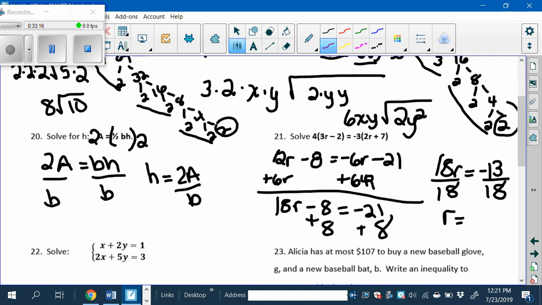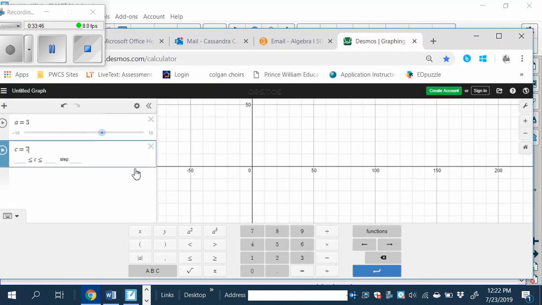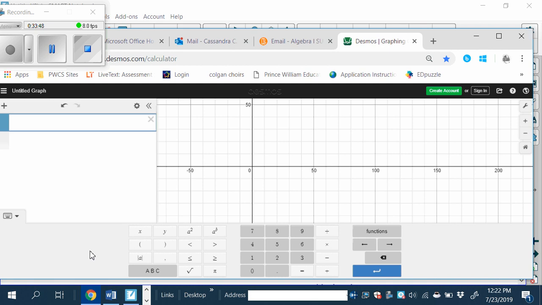In fact, this world is an imperfect place. Nothing rarely works out evenly. Okay? Now, this guy right here is a perfect example of a Desmos problem. So we want to do x plus 2y is equal to 1 and 2x plus 5y is equal to 3. Now let's go ahead and go to Desmos and just figure that out. Now remember, the solution to a system of equations is where the lines intersect.